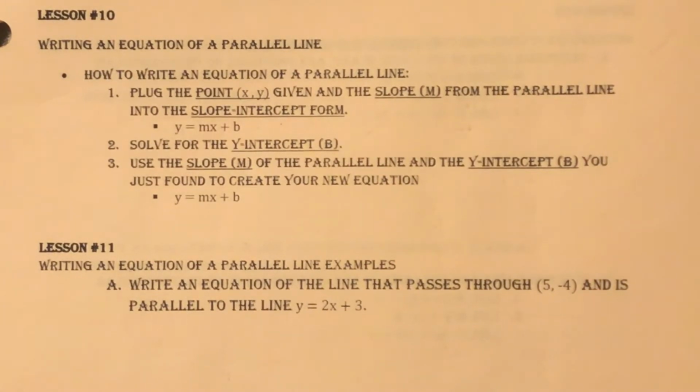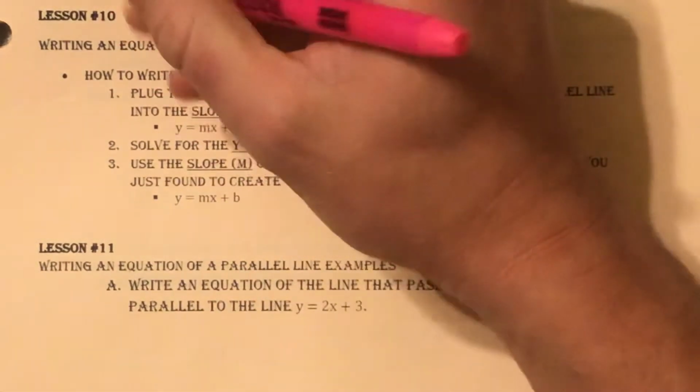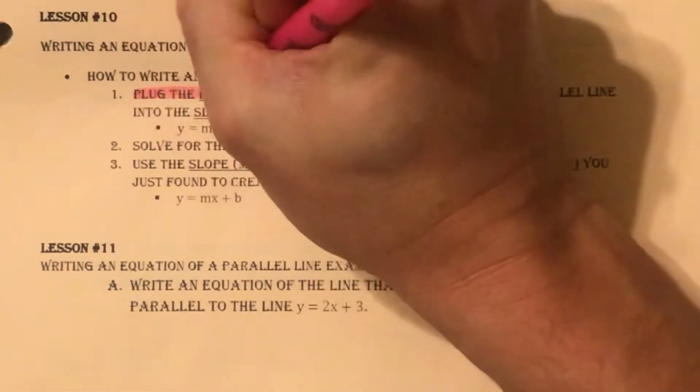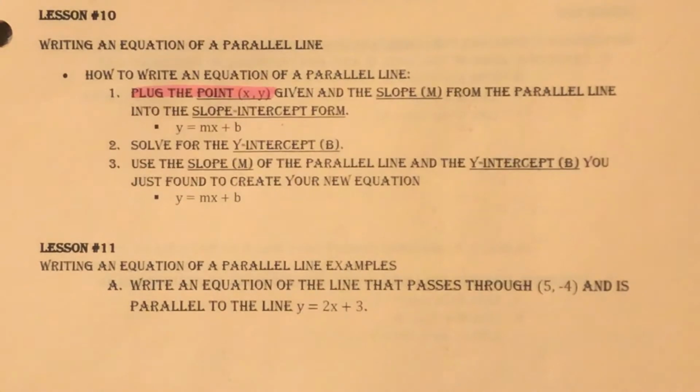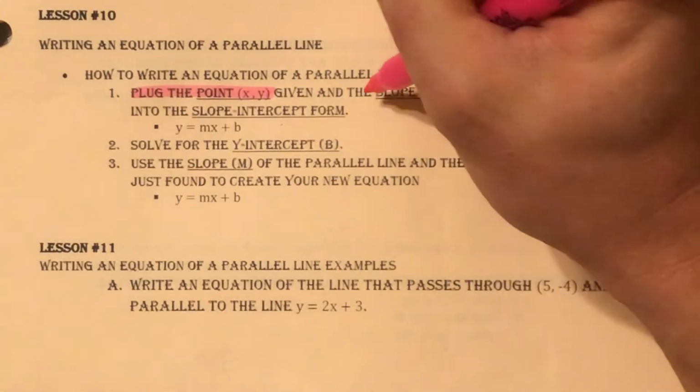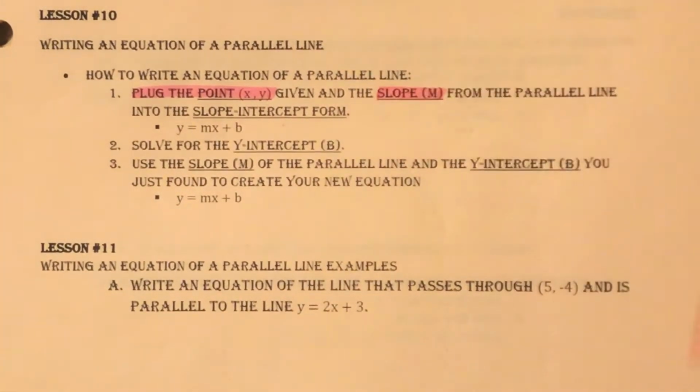In this process, we have about 3 steps that we need to do. The first thing is that we're going to plug the point x, y that they give us, and the slope that they give us from the parallel line, into the slope-intercept form.